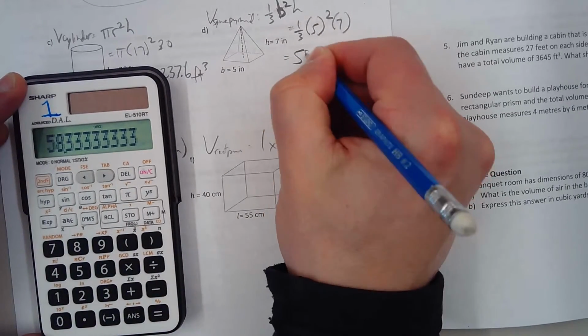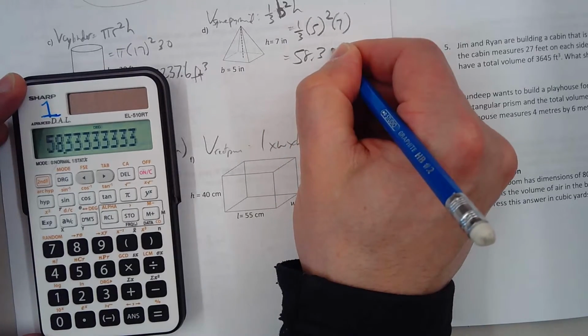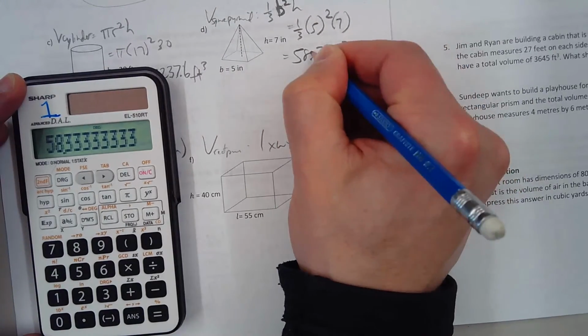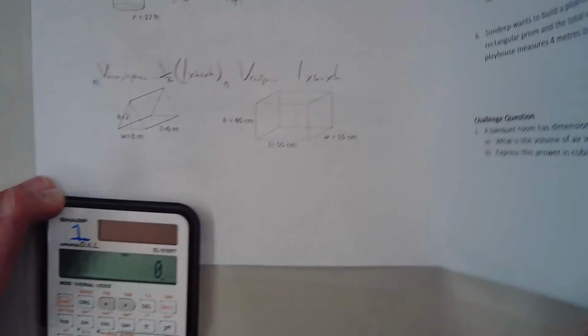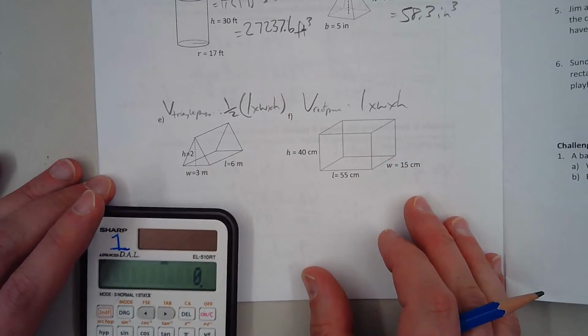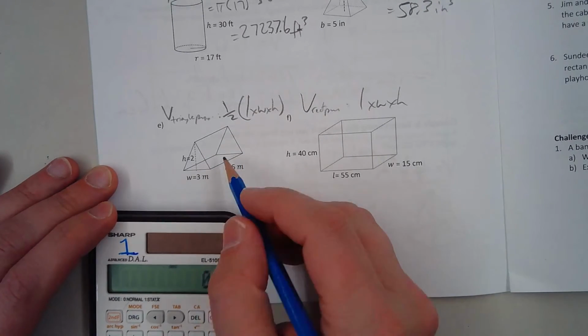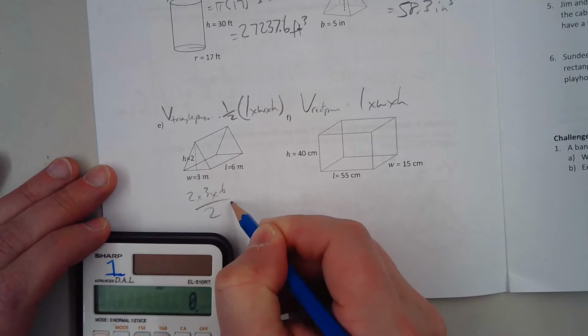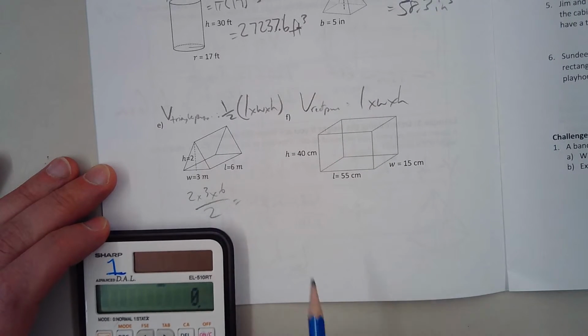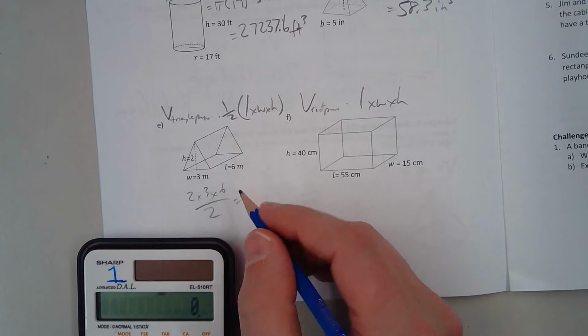Those of you that have done these, are the answers correct in the back? Mostly? Okay. I'll finish these last two and we'll go check them. So this one, you're just going to go 2 times 3 times 6 and then divide the whole thing by 2. I probably don't need a calculator for that. It's 18.